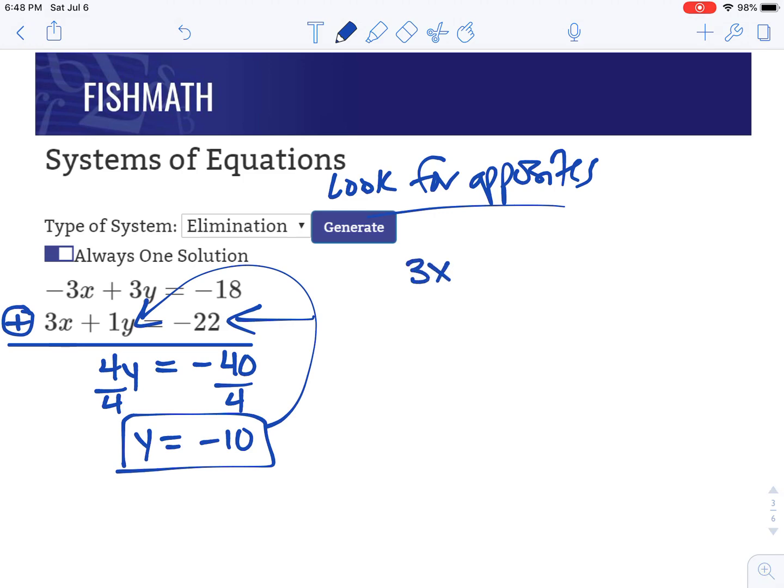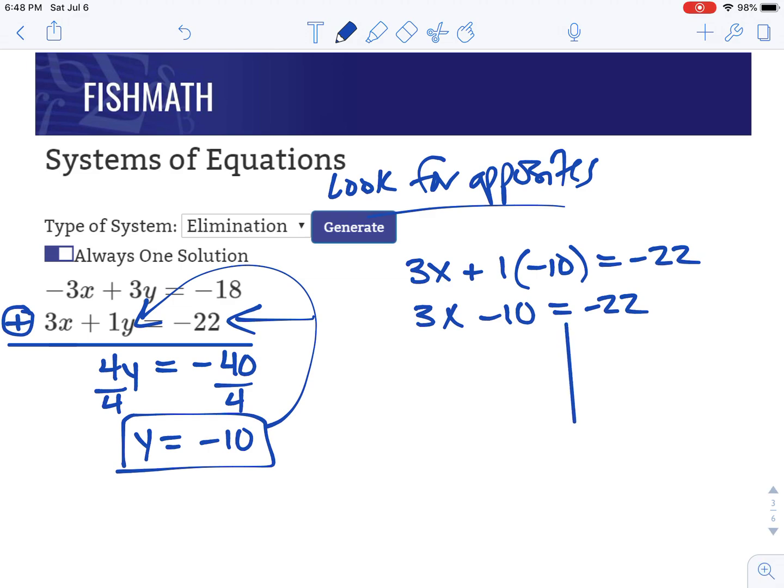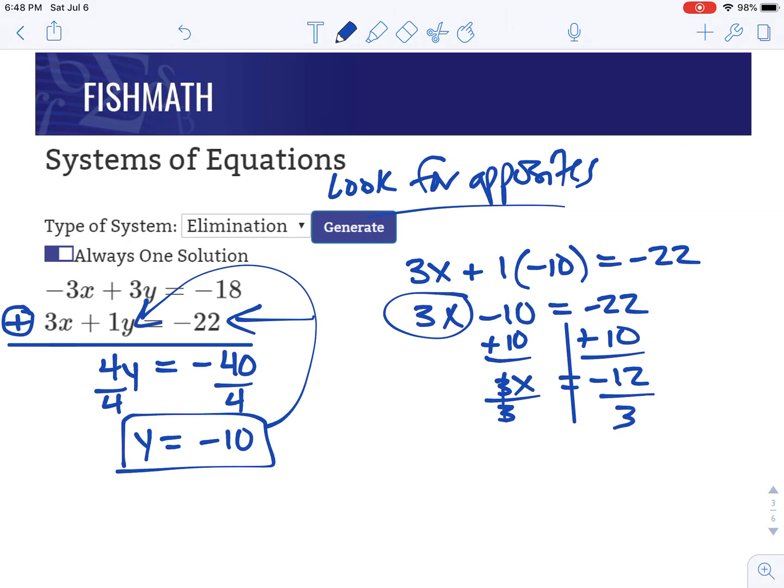So 3x plus 1 times our y equals -22. We're just going to solve this little equation for x. So 3x minus 10 equals -22. And look at that, we got a nice little two-step. We're not going to touch the variable. We're going to move the -10 by adding 10 to both sides. We get -12 equaling 3x. Divide by 3 on both sides, and we get our x coordinate -4.